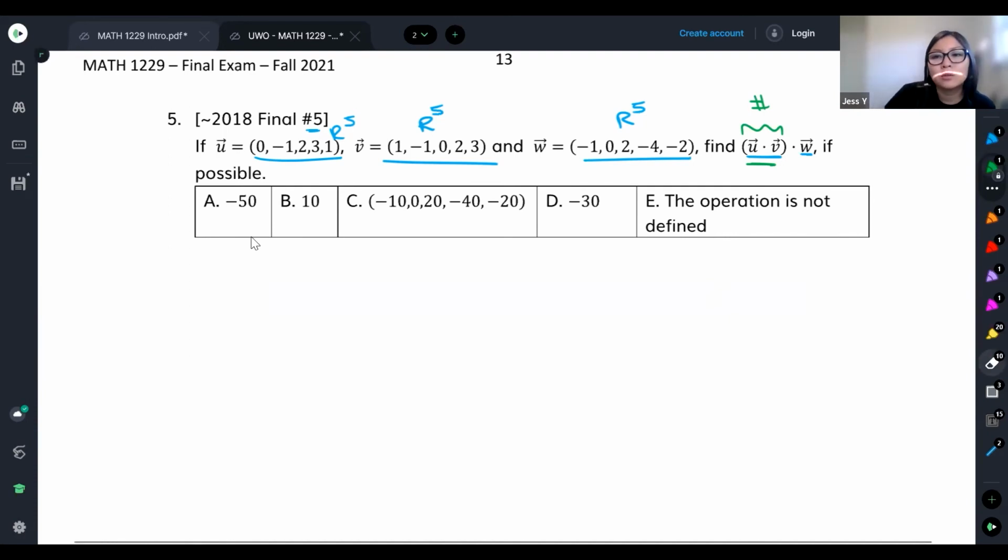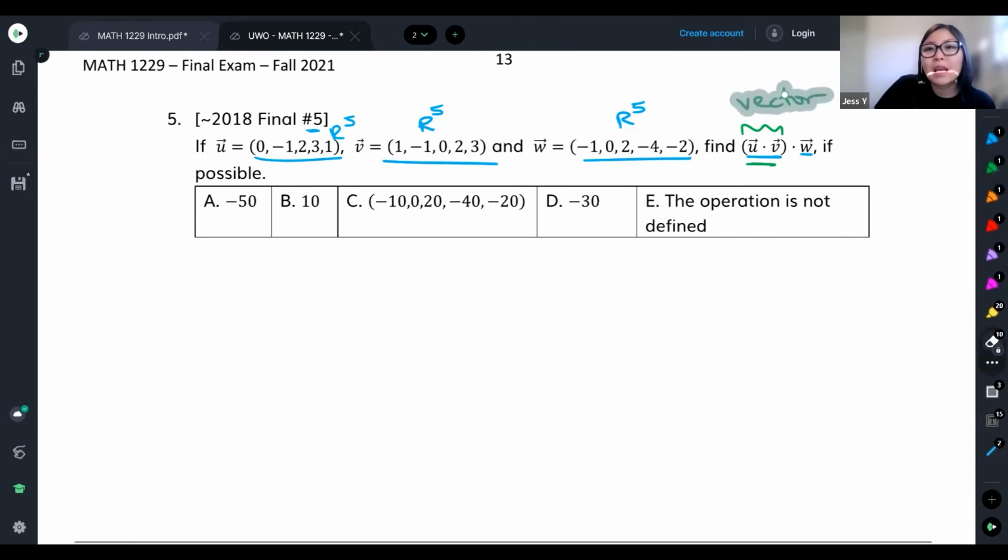Who thinks that U dot V is going to be a vector? Raise your hand. Okay. And then everyone else kind of on the fence, right, in between. Majority of people said number, and number is correct. So if you said number, great. If you said vector, that's okay. That's why we're doing this review, right?